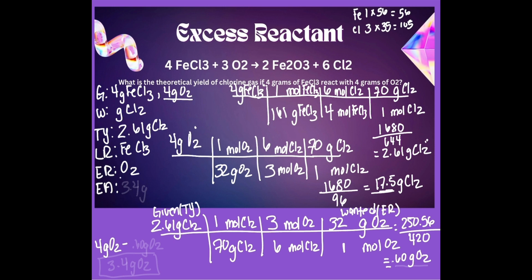We want to subtract from that amount the amount that was actually used. The amount that was actually used was only 0.60 grams of O2. So to find out the excess remaining, we're going to subtract these two. So 4 minus 0.60 gives us 3.4 grams of O2. And that is your excess remaining amount, 3.4 grams of O2. And that is how you do excess reactant.